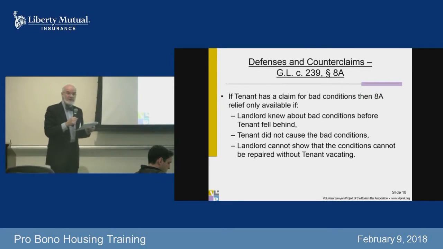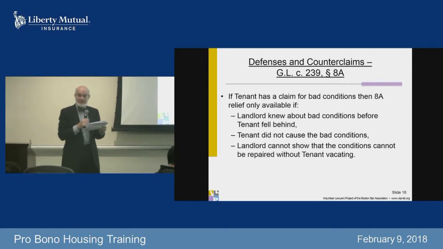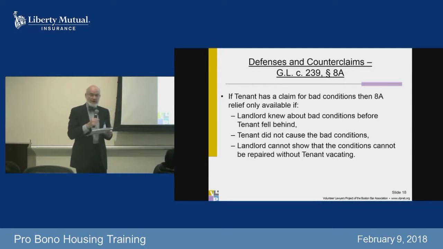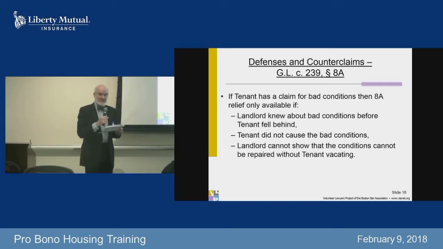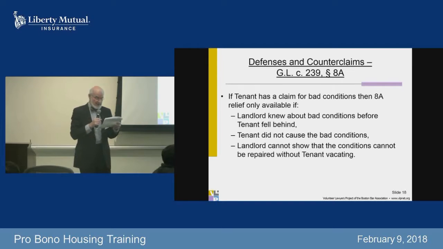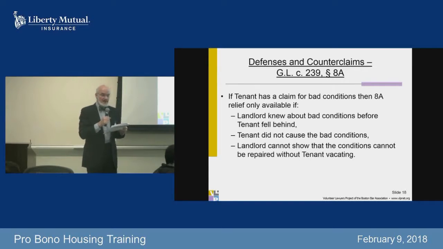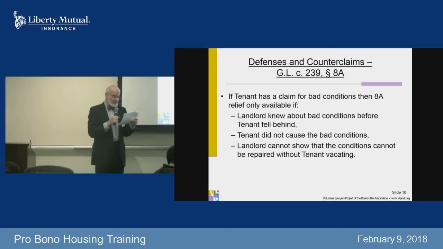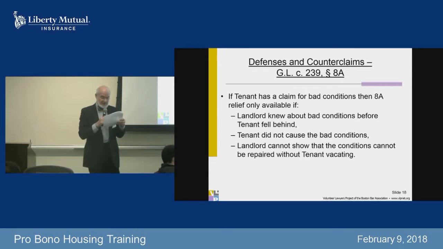So a really common fact pattern is non-payment, just like the example we looked at before, and it's really common for the tenant to say, but there were bad conditions in the apartment. And those can be a basis for counterclaims and defenses under 239, 8A. The statute requires that the landlord knew about the problems before the tenant was in arrears, and that the tenant is not responsible for the problems.